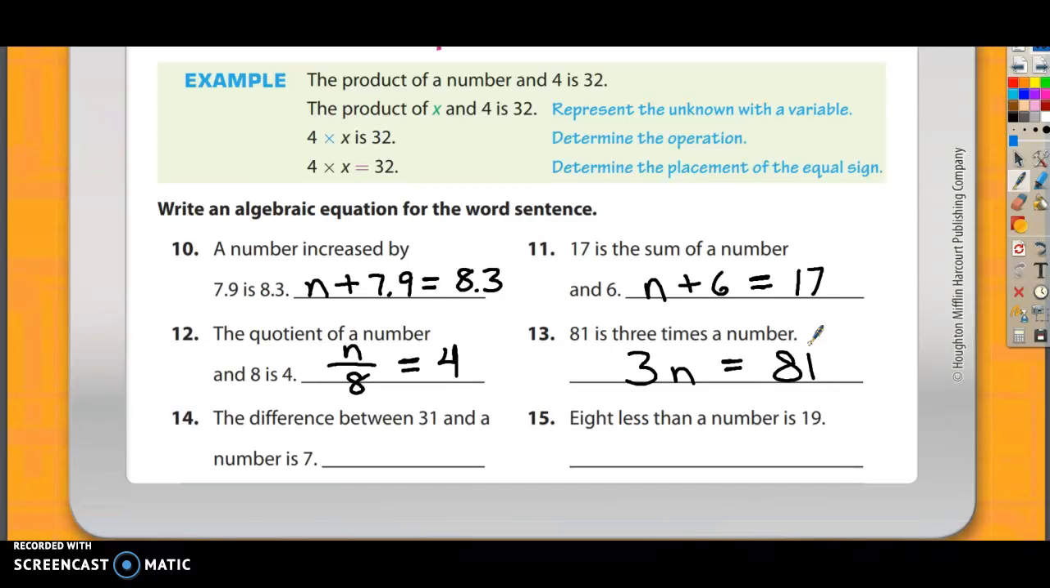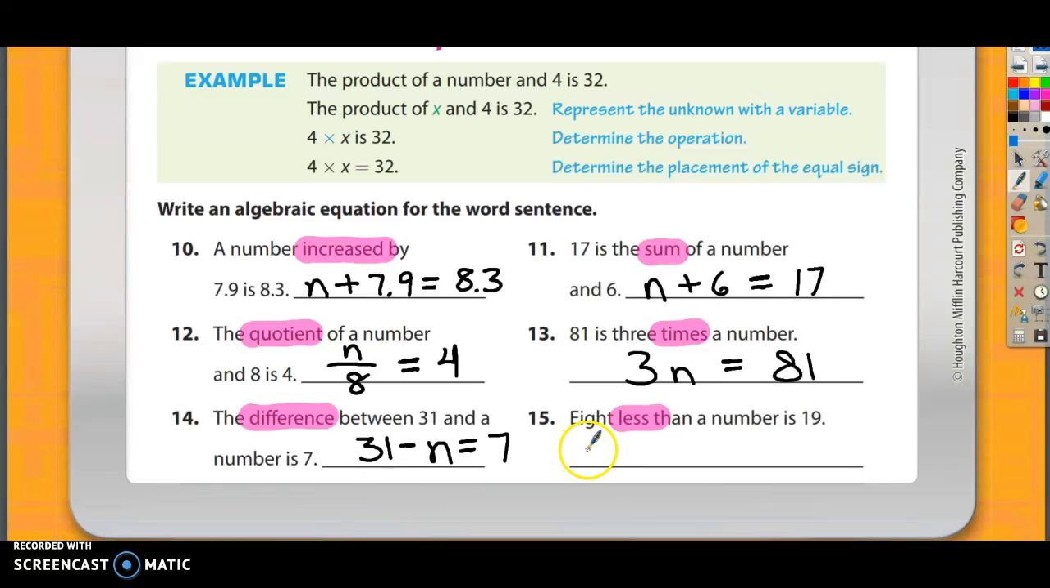Number 14, the difference between 31 and a number is 7. That means 31 minus an unknown number is equal to 7. Difference means subtract. If you're wondering where I'm getting these operations from, increased means add, sum means add, quotient means divide, times means times, difference means subtract, and less than means subtract.